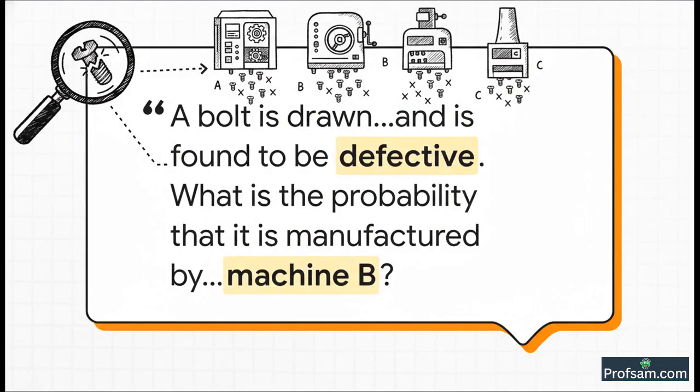So here is our case file. We have 3 machines, A, B, and C. These are our suspects. We know the percentage of bolts they each produce, and we also know their individual defect rates. Now, we find a defective bolt. That is our evidence. The question is, what's the probability that our specific suspect, machine B, is the culprit here?